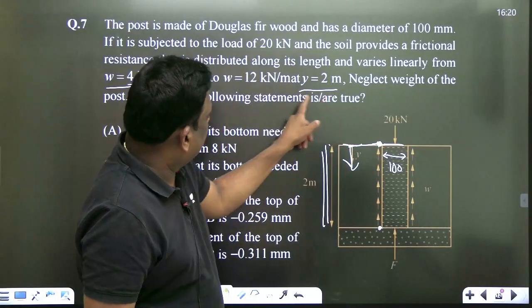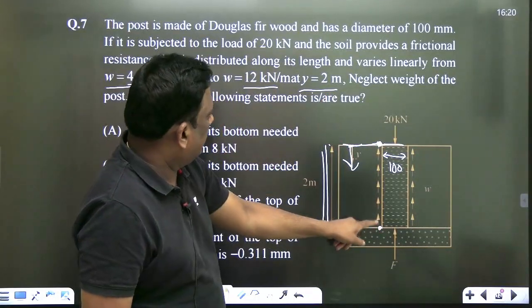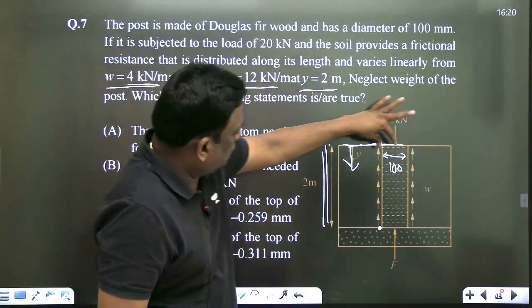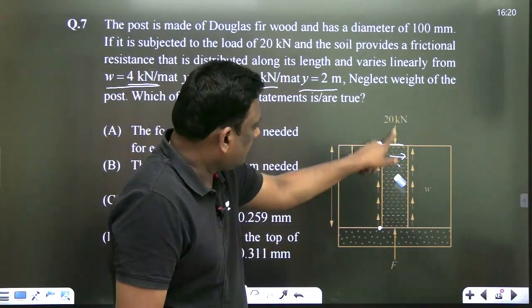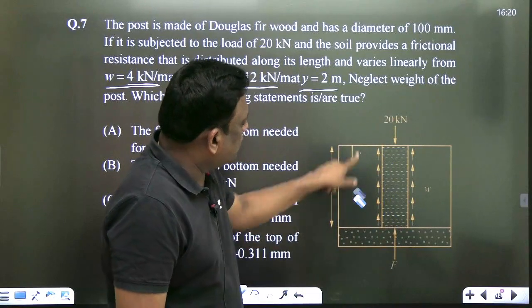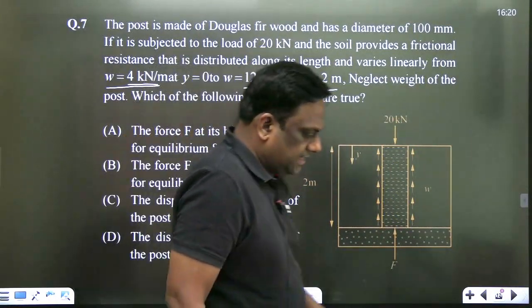Here the resistance is how much? 12 kilonewton per meter. And neglect the weight of the post. So which of the following statements are true? Let me explain the question. First, try to understand the question.